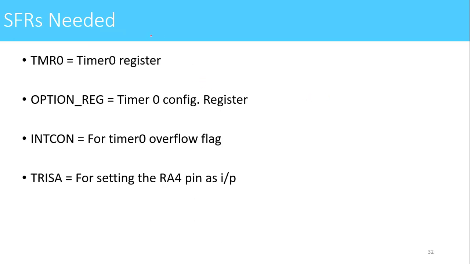The SFRs that are needed for timer 0 are the TMR0 register, in which the value of the timer is continuously getting incremented. Then we have the OPTION register, an SFR which is used for configuring timer 0. Next is INTCON; the timer 0 overflow flag bit is present in this INTCON register. We also have the TRIS A register, which is related to timer 0, because whenever we use timer 0 as a counter, we need to use the RA4 pin of port A as an input for giving the clock.